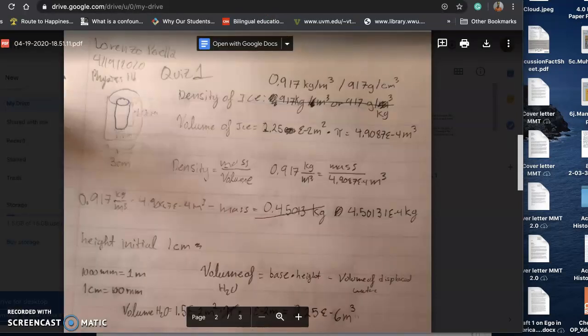what you first need to do is understand the density of the ice. As you can see, the density of ice we find from our table to be 0.917 kilograms per meter cubed. And you take this in order to utilize the volume of the ice to be 2.25 E minus 2 meters squared times pi, which is the radius of this cylindrical piece of ice.